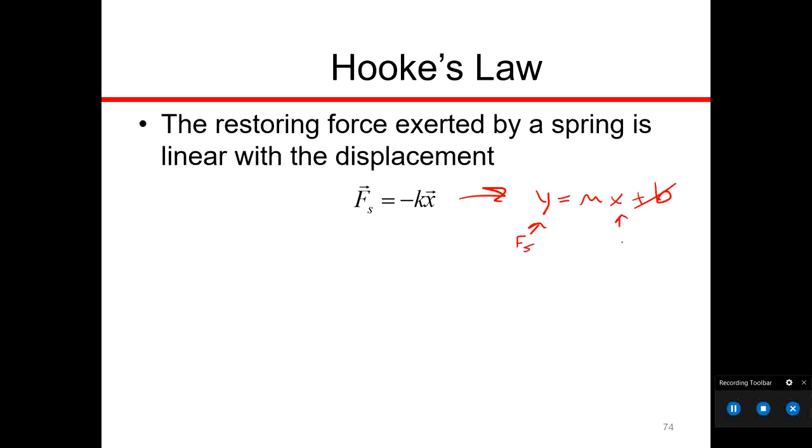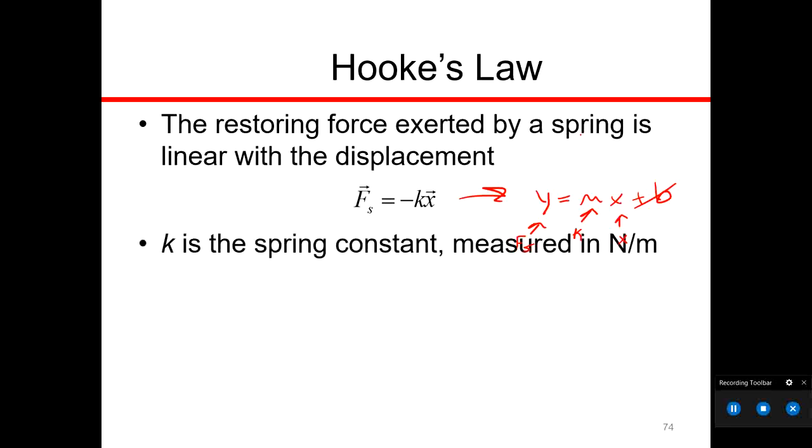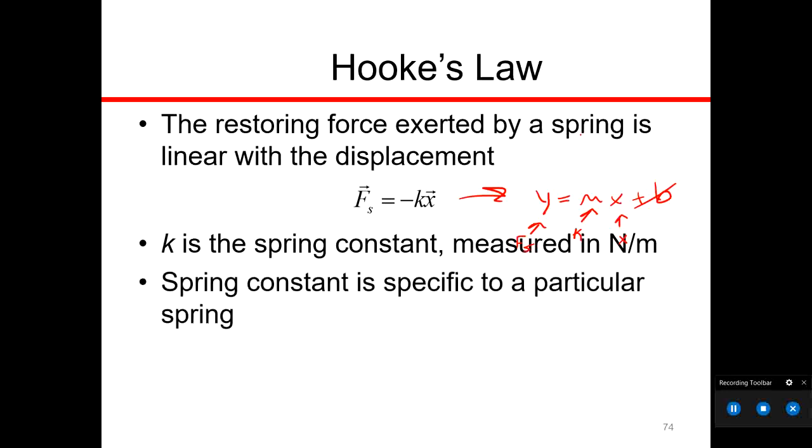Our x is, well, still our x, our distance, and our m, or our slope, is equal to our spring constant k. So it is a type of linear equation, just kind of in disguise here from how you'd normally see it. So k, sorry, is the spring constant, and it's measured in newtons per meter. Okay, and the spring constant, although it's a constant, is a constant for one particular spring. Two different springs will have different spring constants. Okay, now measured in newtons per meter, or a force per distance.